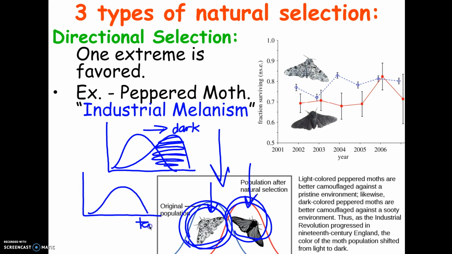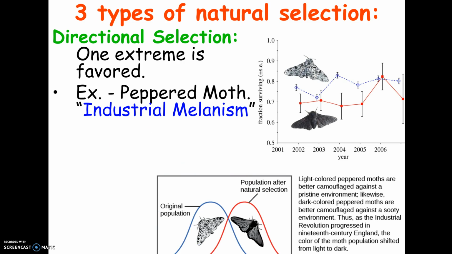So you could have, for example, tall and short, and this is the before graph. And then in the after graph, we see that it shifts towards tall. That would be directional selection. Or if it shifted towards short, that would also be directional selection. So that's our first kind of natural selection.